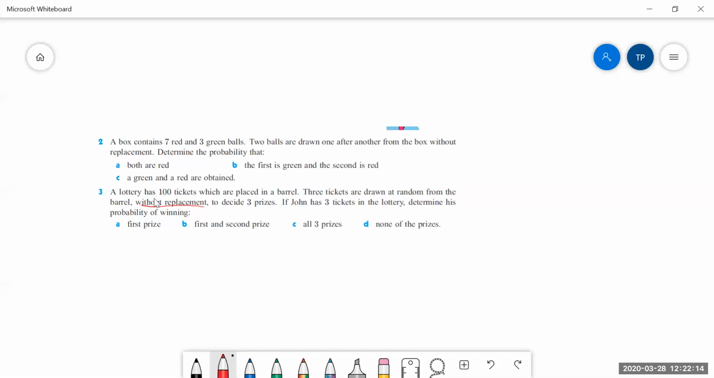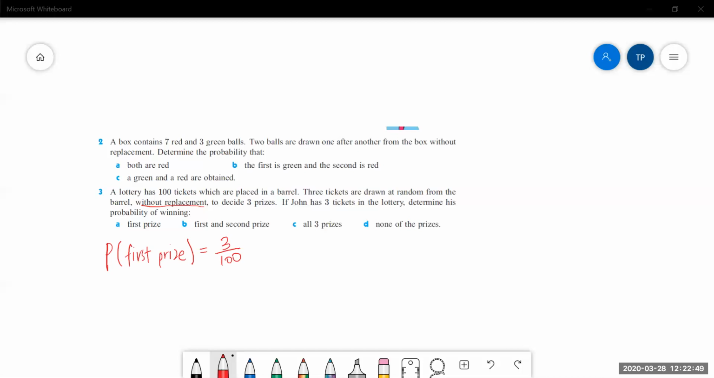So the probability of getting the first prize will be 3 over 100. You get it now? Oh yeah, okay. Brain fart.